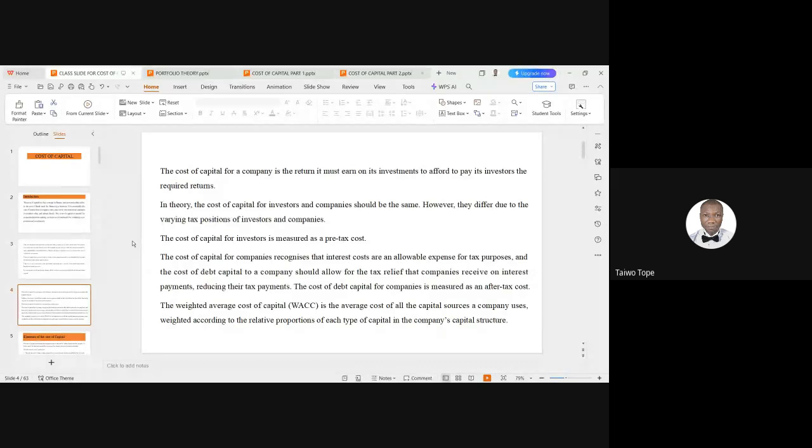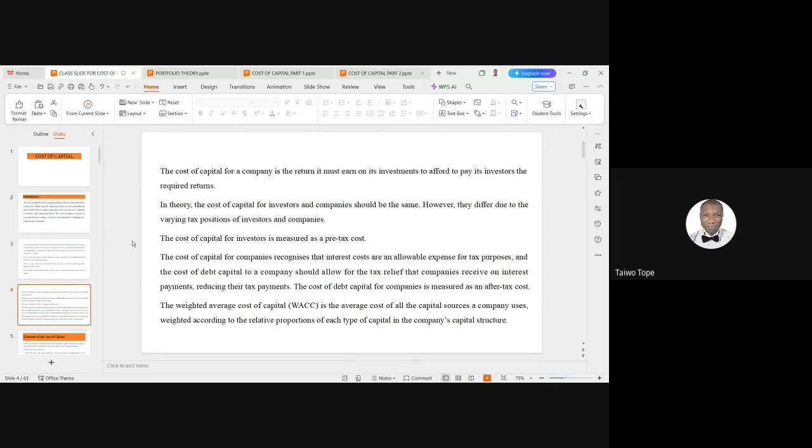So the cost of capital for companies recognizes that interest costs are an allowable expense for tax purposes. Yes, that is where you do 1 minus T to get the tax savings. And the cost of debt capital to a company should allow for tax relief that companies receive on interest payments, reducing their tax payments. So the cost of debt capital for companies is measured as an after-tax cost.